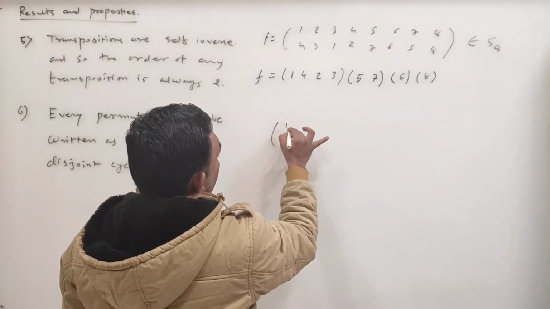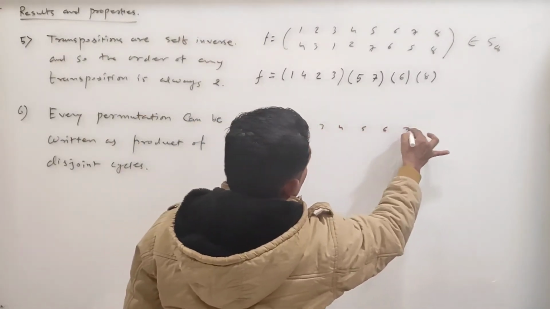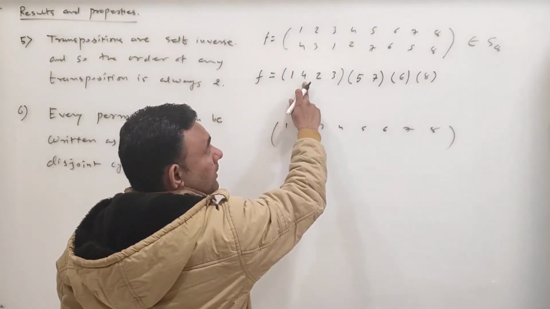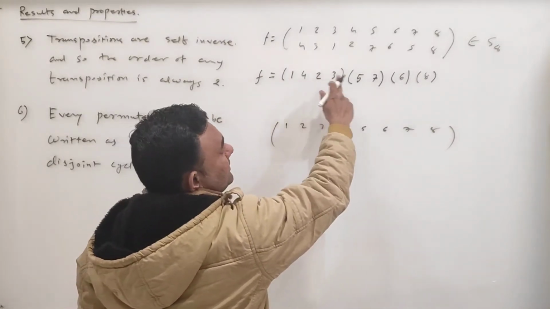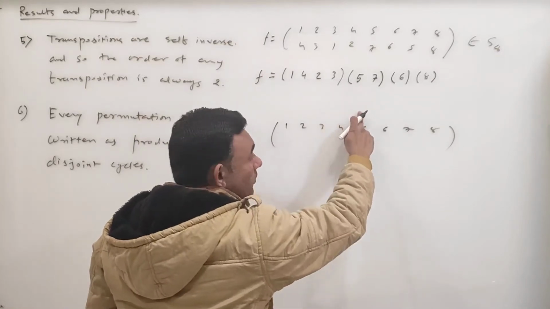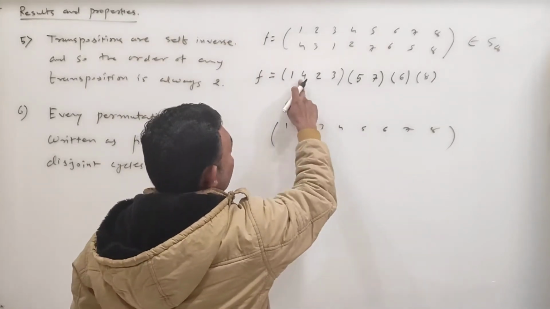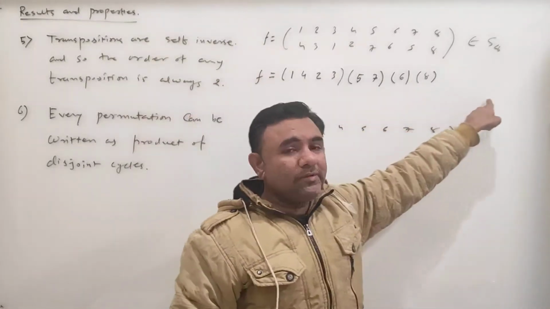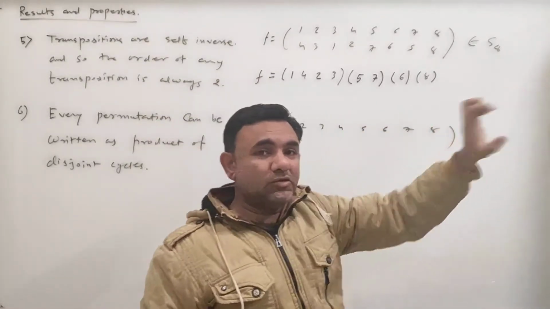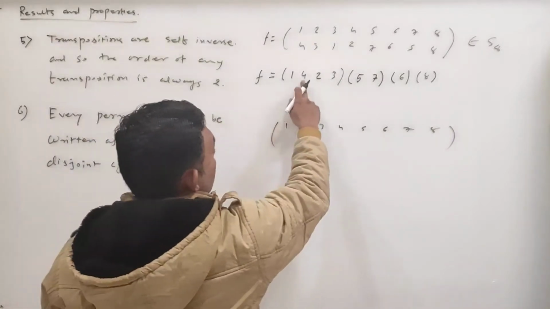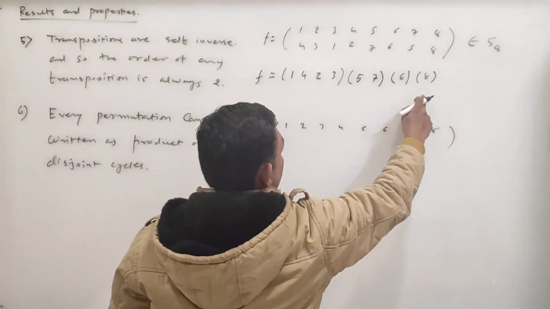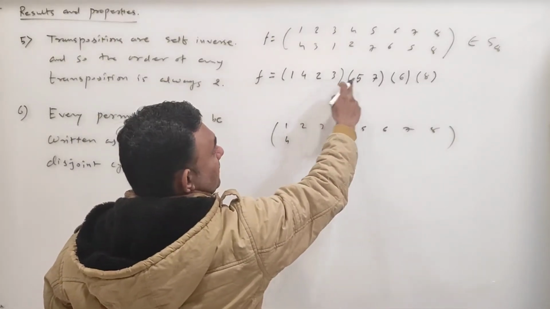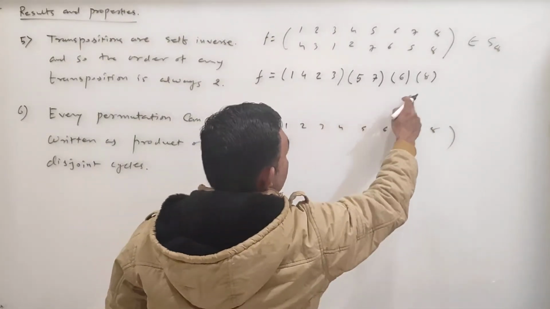See, 1, 2, 3, 4, 5, 6, 7, 8. From here 1 goes to 4. Now you look at the image of this 4 in this cycle. 4 goes to 4. It will not go anywhere, because the symbol here does not appear elsewhere, so it will not change in the remaining cycles. So 1 goes to 4 and 4 goes to 4, so 1 goes to 4.